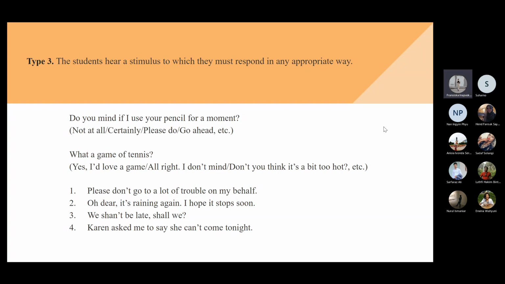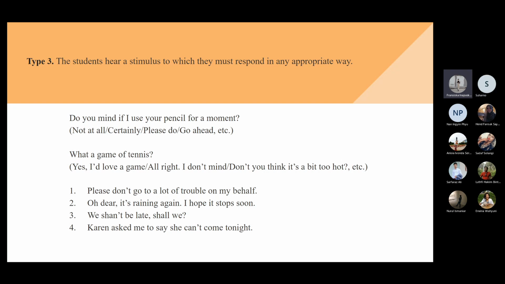From type 3, the students hear a stimulus to which they must respond in any appropriate way. So the test often relies on conventional greetings, or maybe apologies, or the expression of politeness or disagreement, and so on. So here, let's take a look at the illustration below.